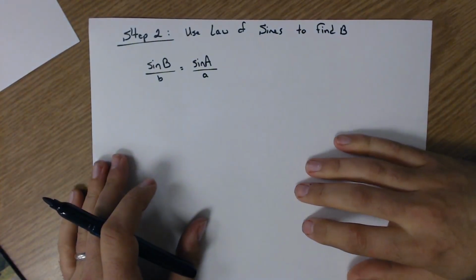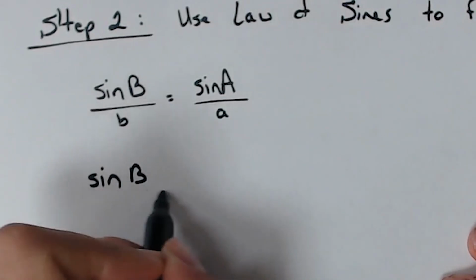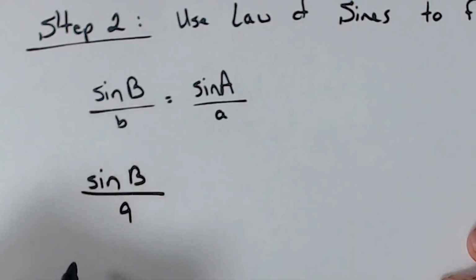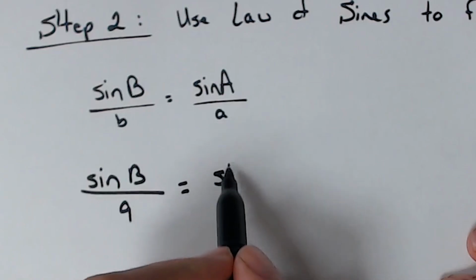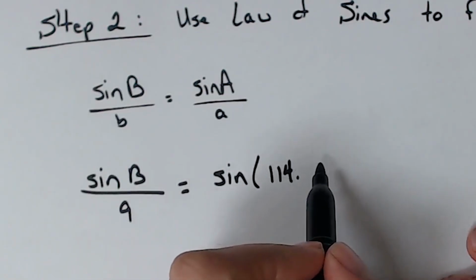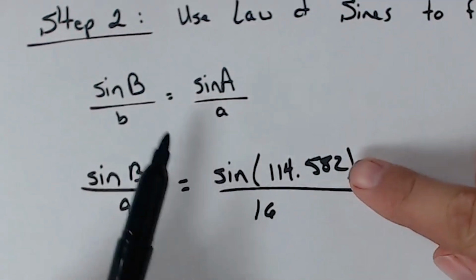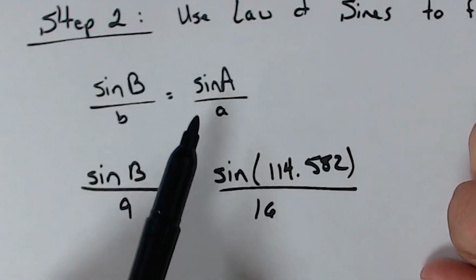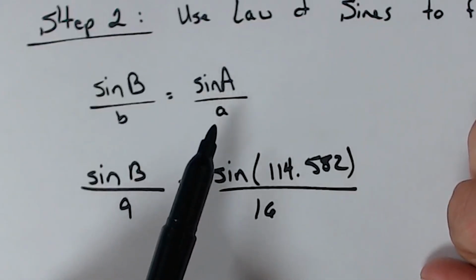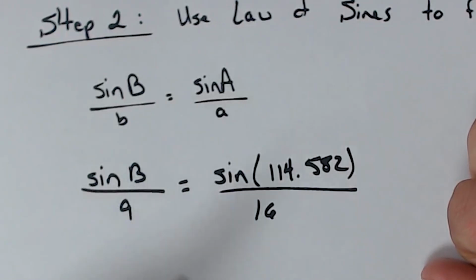Let's do step 2. Step 2 is going to be using the law of sines to find angle B. So I plug in all of the stuff I know. I don't know angle B, but I know side length B. I now know angle A is 114. That was from the last step. And I know side length A. That's why we're using sine of A over A, because that's a completed ratio for us now. Once I have a completed ratio, I want to use that to find one of my missing pieces.